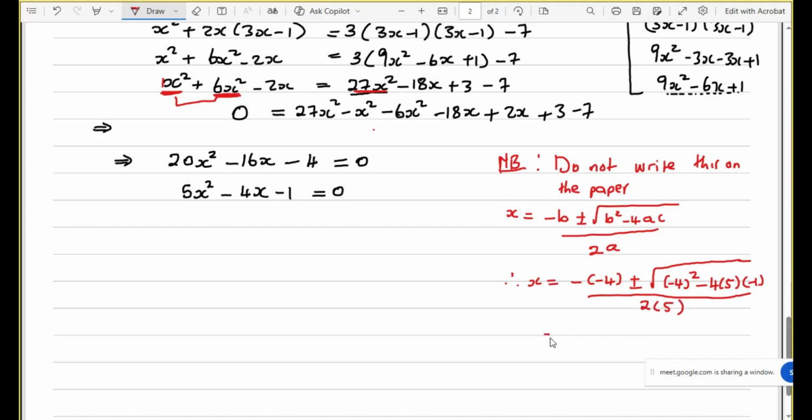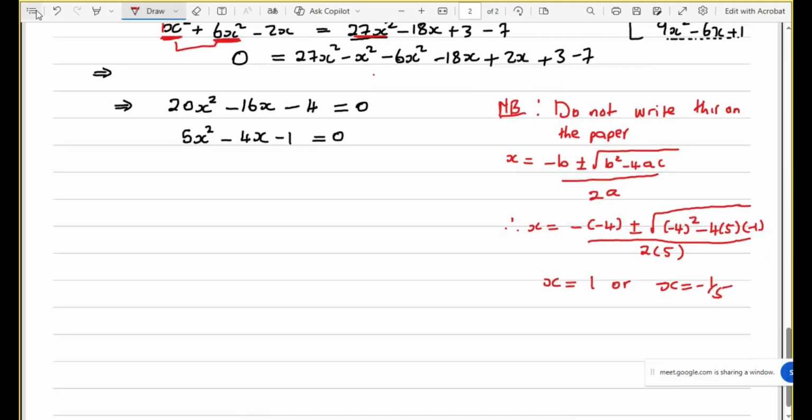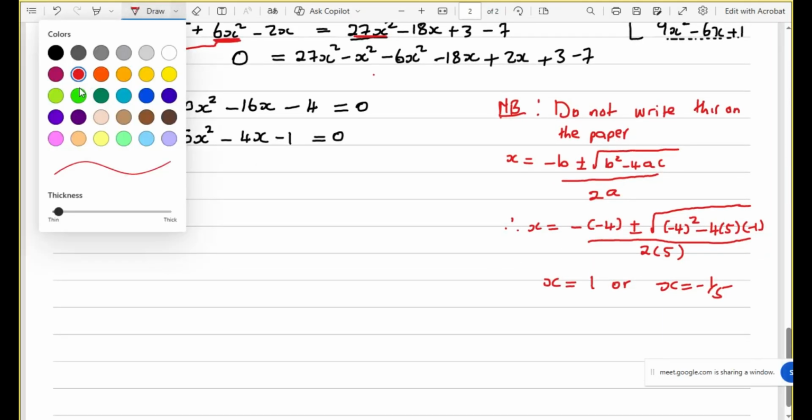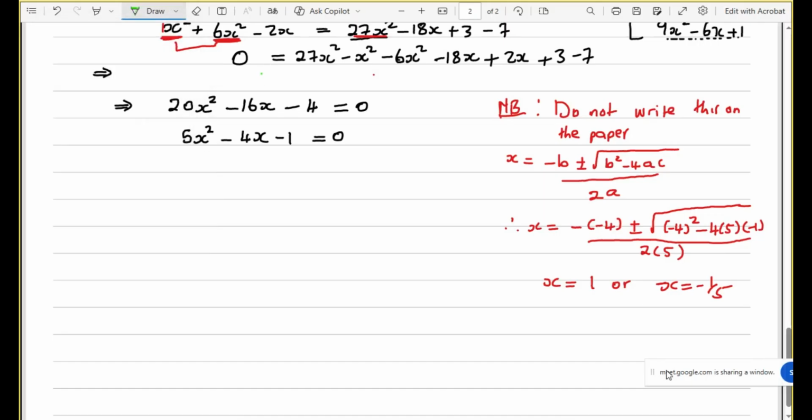Can someone please assist? I know that someone is already waiting with the answer. What is the answer, guys? X equals 1, or x equals negative 1 over 5. Okay, so now you know what you're going to do to find your factors, because there's a mark for those factors.